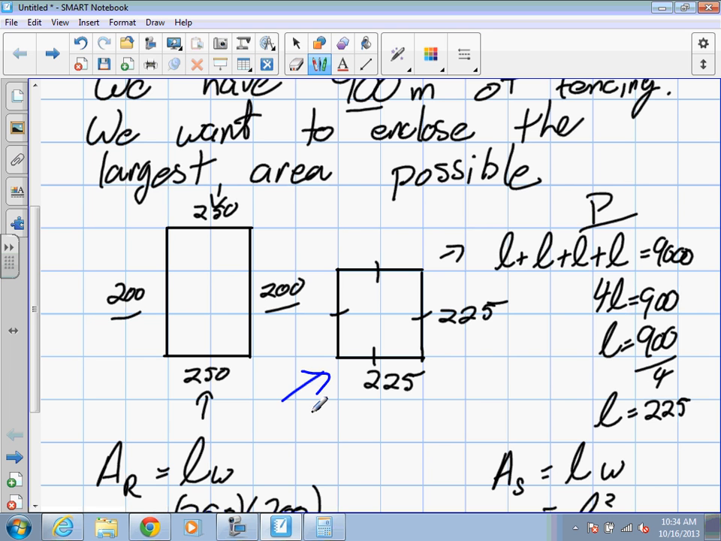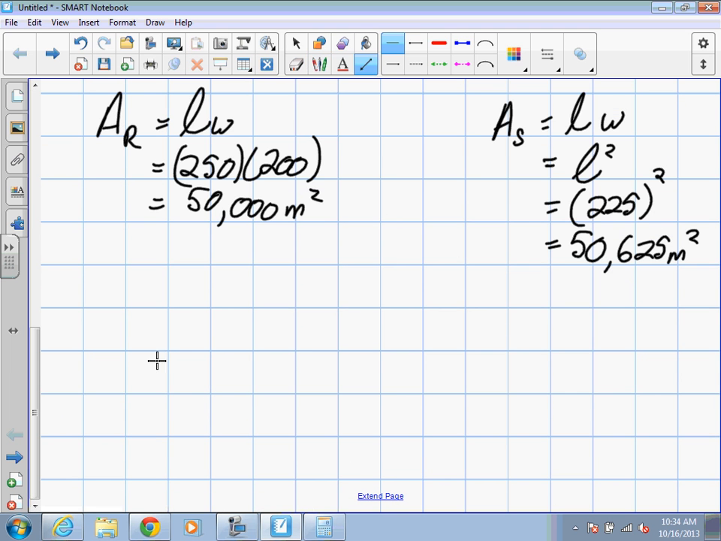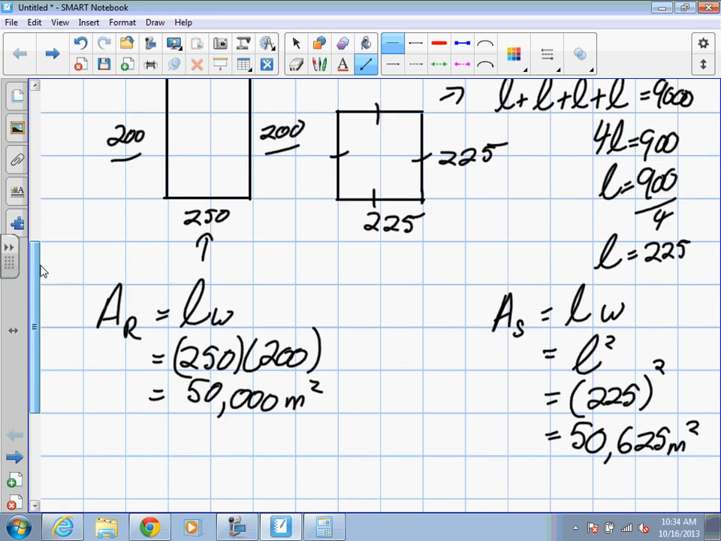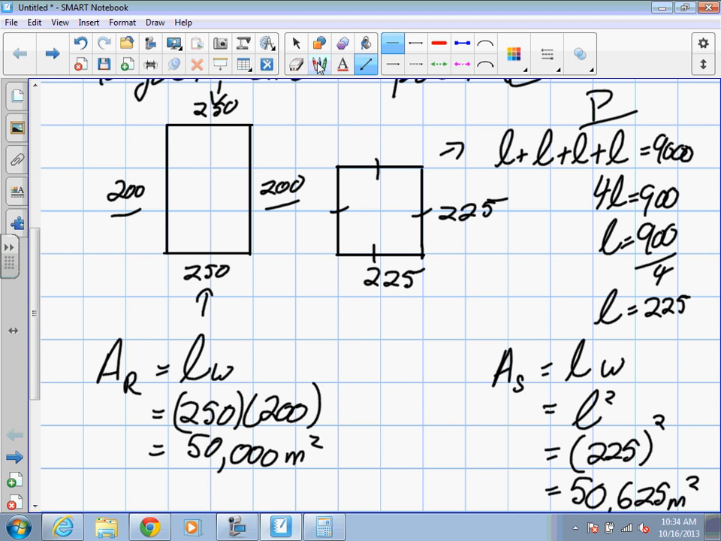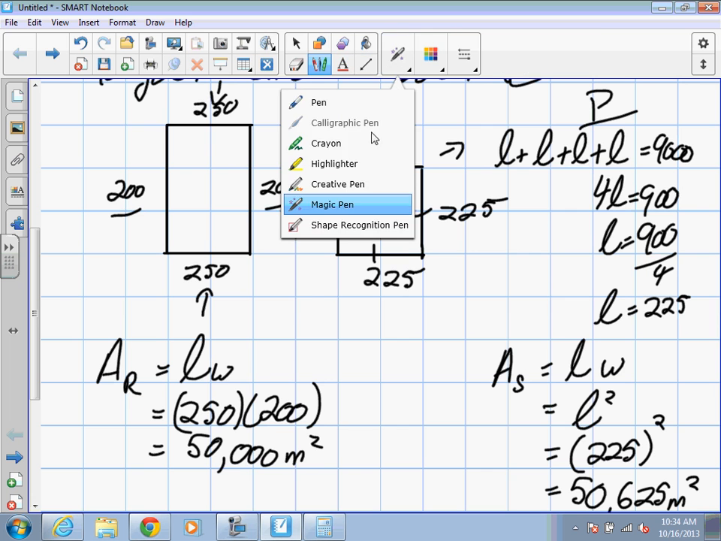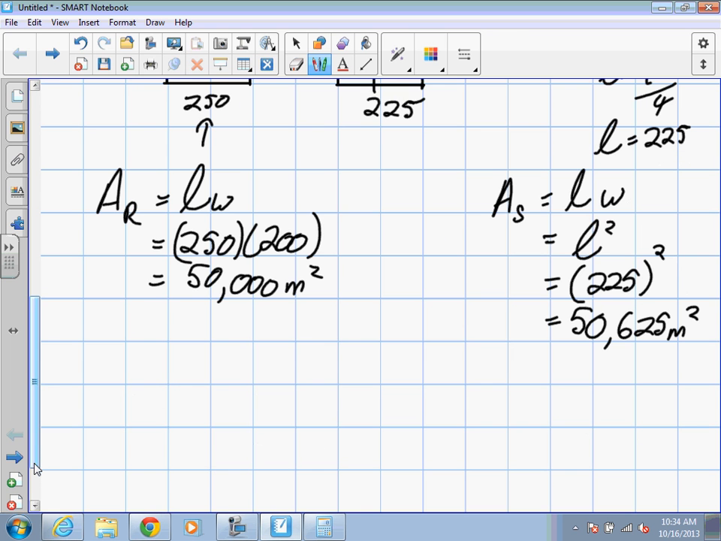But let's compare this to other ones. What if I were to say create a triangle? And, sorry, I did want to talk about this idea. What does that probably mean when we're talking about other shapes? If I make a triangle, okay, what kind of triangle is probably going to be the most efficient in enclosing area? Equilateral, right? It's going to be very similar idea to the square. All the sides will be the same, right? So, we're going to narrow it down to use just specifically an equilateral triangle.